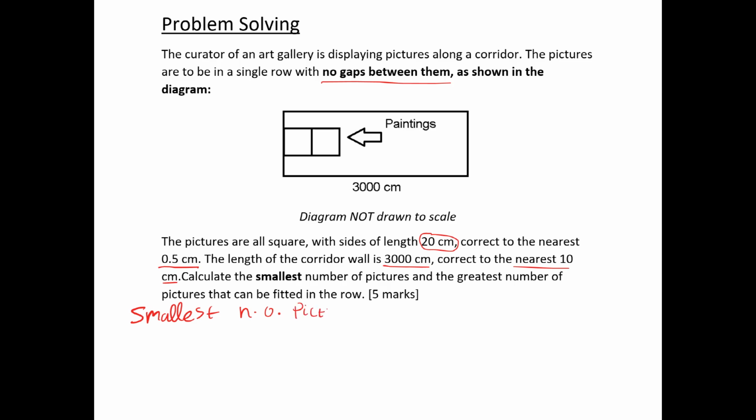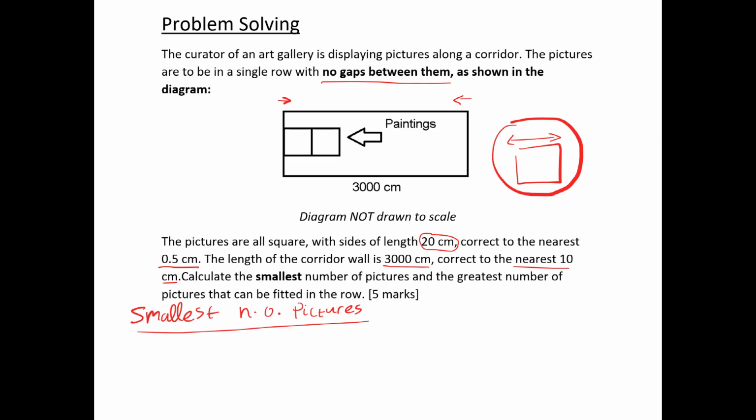To work out the smallest number of pictures, we need to think about the worst case scenario. And this would be when the pictures are as wide as possible, and for the corridor to actually be as narrow as possible, because in that case you'd only be able to fit the fewest number of paintings. So let's work out what the widest possible width, which is the upper bound of the width of the paintings, would be.